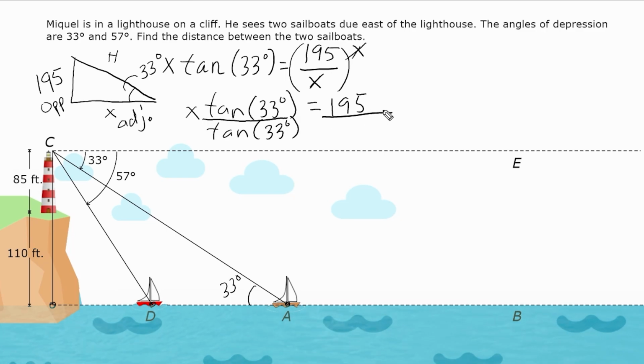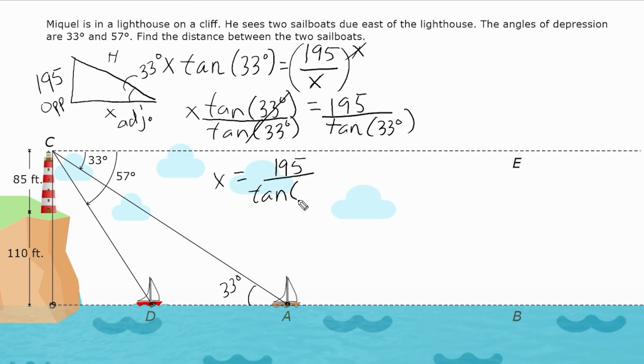And we have to do the same thing on the other side. So we have to divide 195 by the tangent of 33 degrees, leaving us with just X on this side. So we know that X is going to be equal to 195 divided by the tangent of 33 degrees.